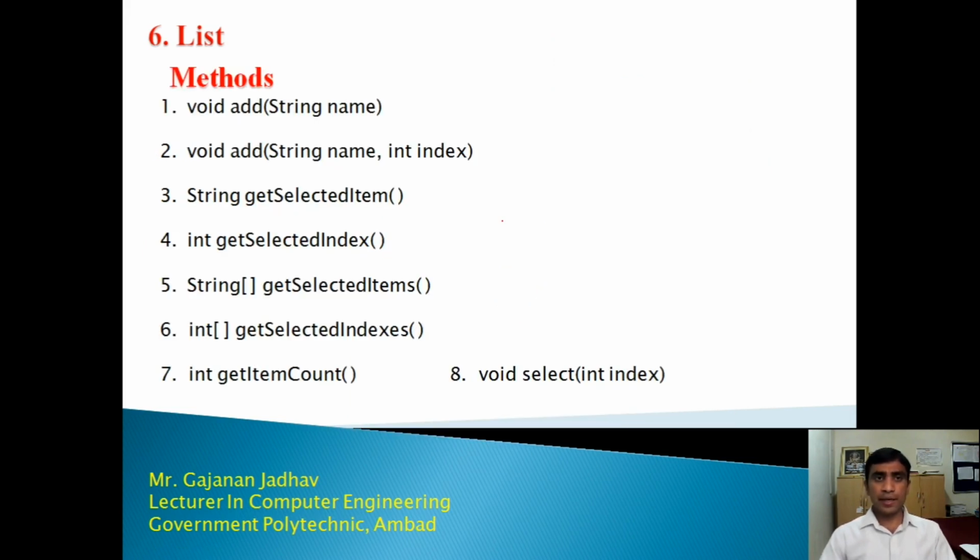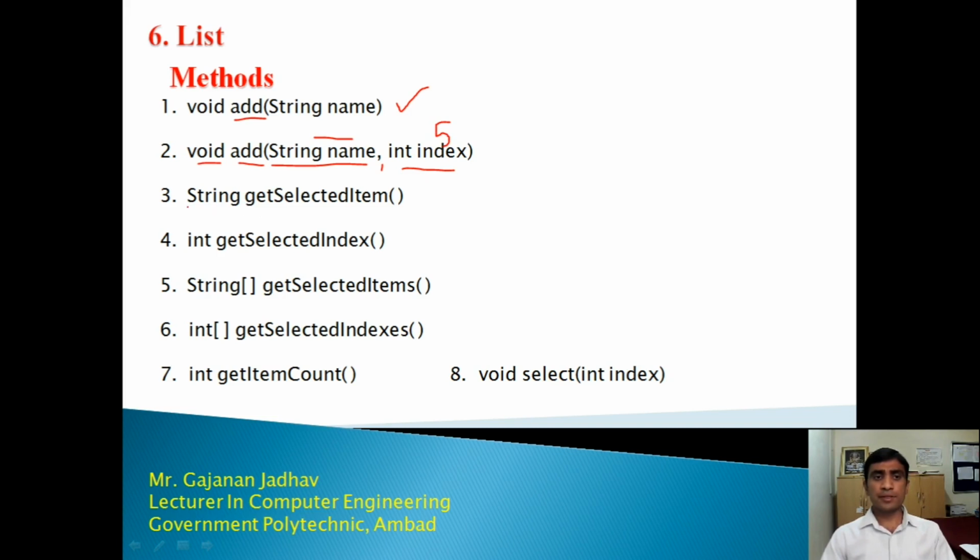Now this list control has methods. The first method, same as the choice control, is add. This method is used to add items into the list control. The second method is add(String name, int index). The name is the item name, and you are specifying the index for the item in the list control. If you specify 5, then this item will be placed at the 5th position.